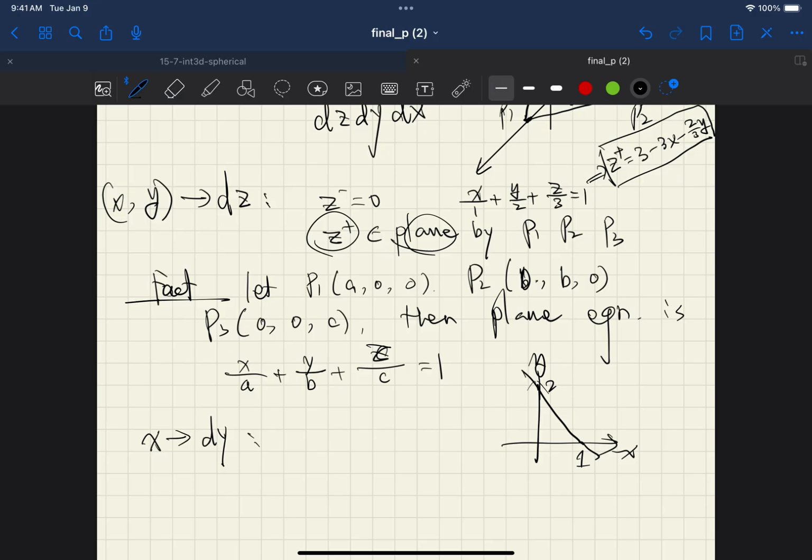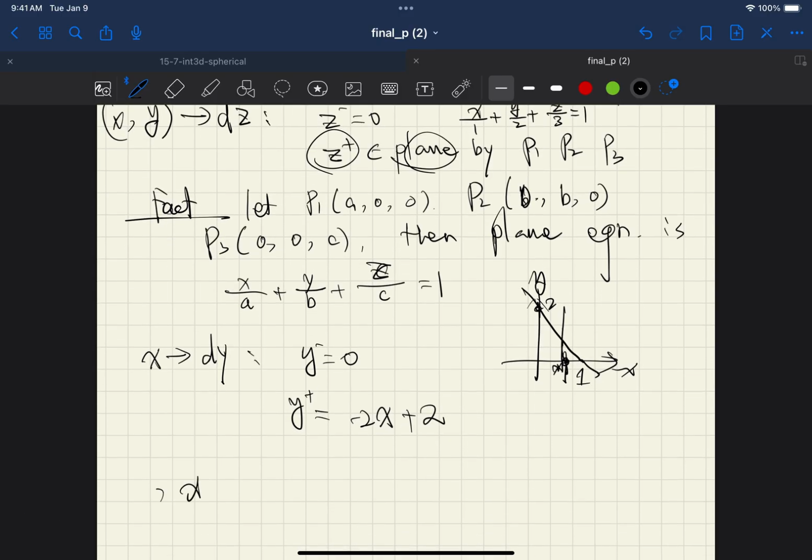Then for dy, you're planting a stick when you are given x, then y is changing from 0 to y plus, which is this equation. This equation is because the slope is negative 2, so negative 2x, and the y-intercept is here, which is 2. And for the x range, this is much easier, from 0 to 1. So x minus is 0, x plus is 1.